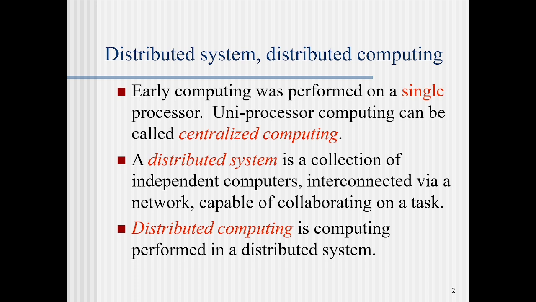The next one is the distributed system. It is a collection of independent computers interconnected via a network, capable of collaborating on a particular task. So a distributed system consists of individual systems, each having its own memory. It means a single processor in a particular system is not capable of doing the task itself, so we can go for distributed systems. Distributed computing means the computing is performed on the distributed system.